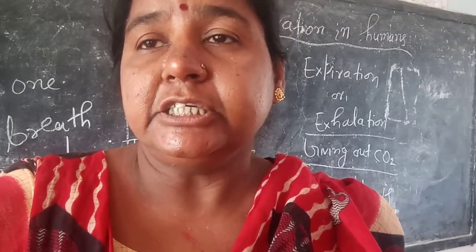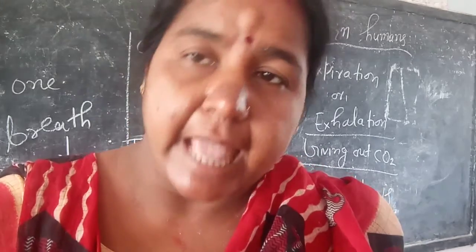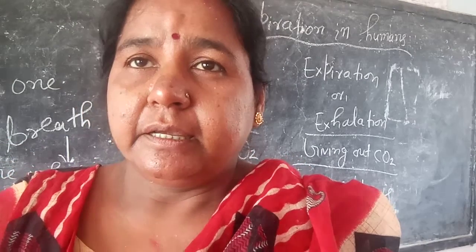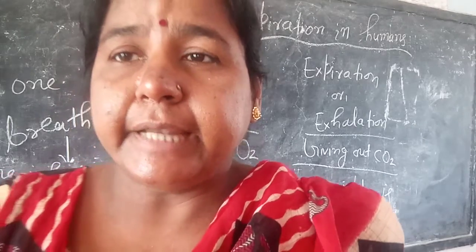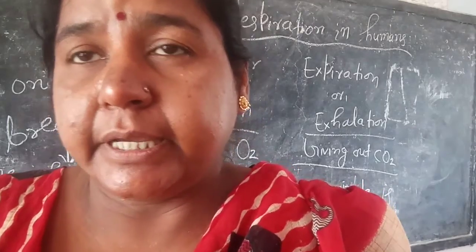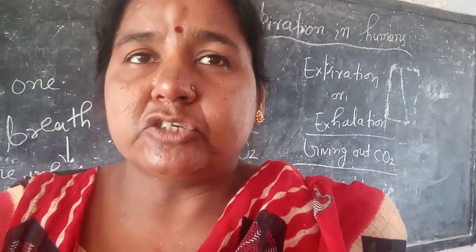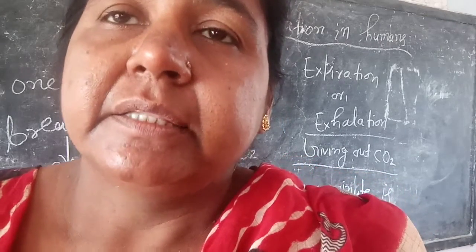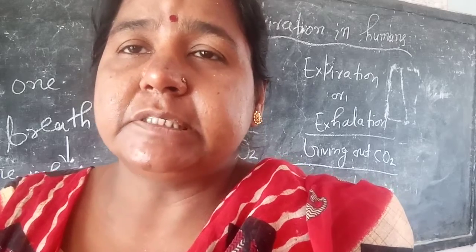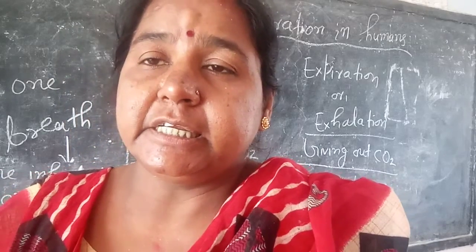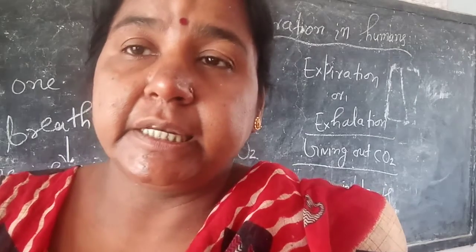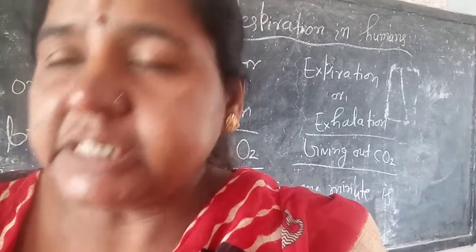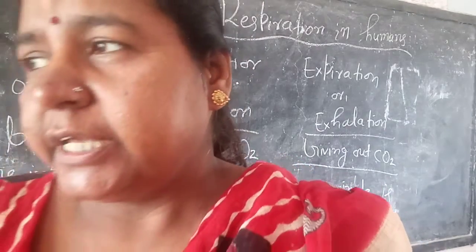Now breathing rate. Number of breaths per minute is called breathing rate. One breath is one inhalation and one exhalation. Now this rate in adults or in bigger animals is lower, while in a smaller organism or in a baby it is higher. That is 12 to 20 times breathing rate in an adult, 40 times in a baby, 60 times in a rat and 12 times in a horse.